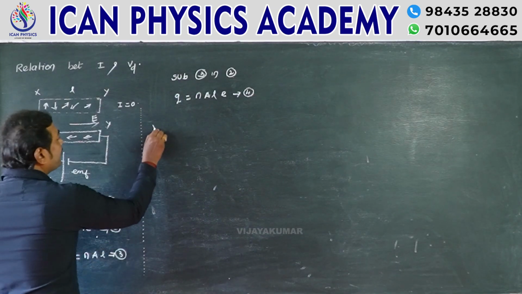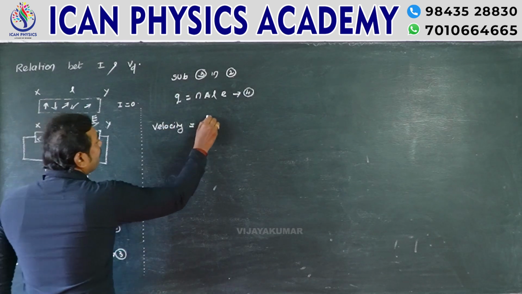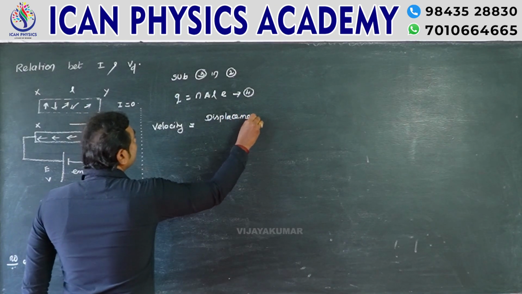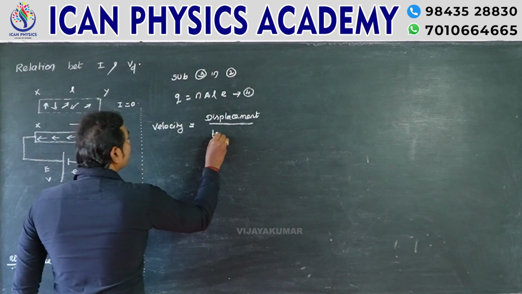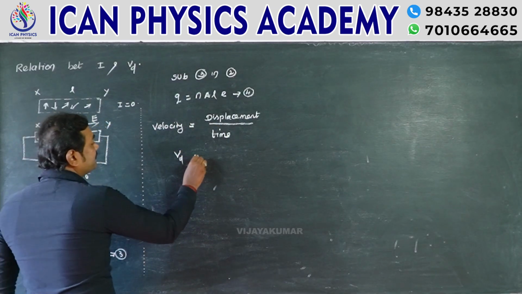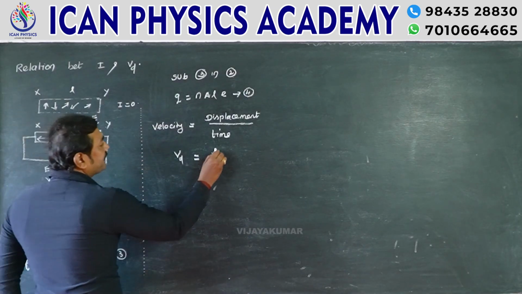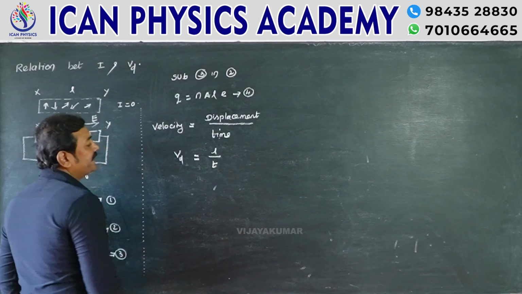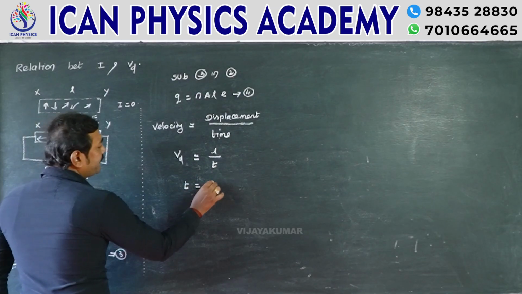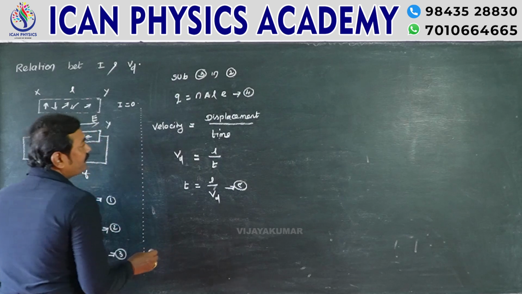For that, I am going to take velocity. So what is velocity? Velocity is displacement by time. Here the velocity is the drift velocity. The displacement is the length of the conductor L. The time taken is T. The division by T comes over as multiplication. So T equal to L by VD. Now it's taken as equation number 5.